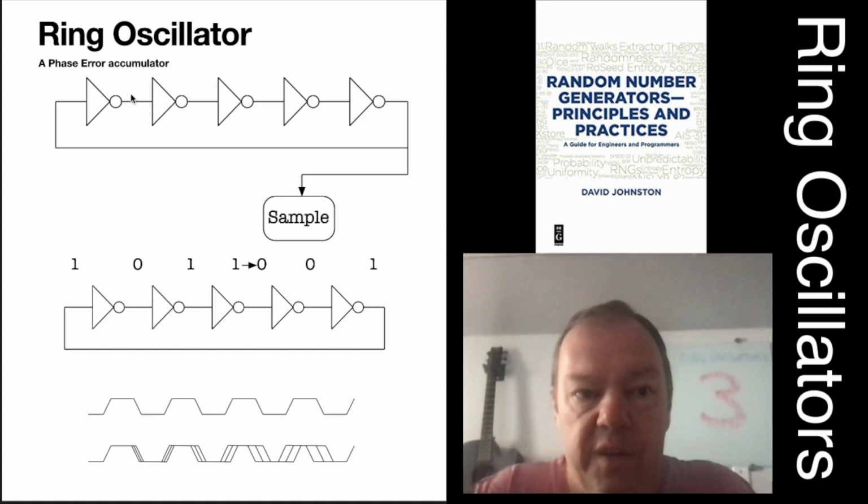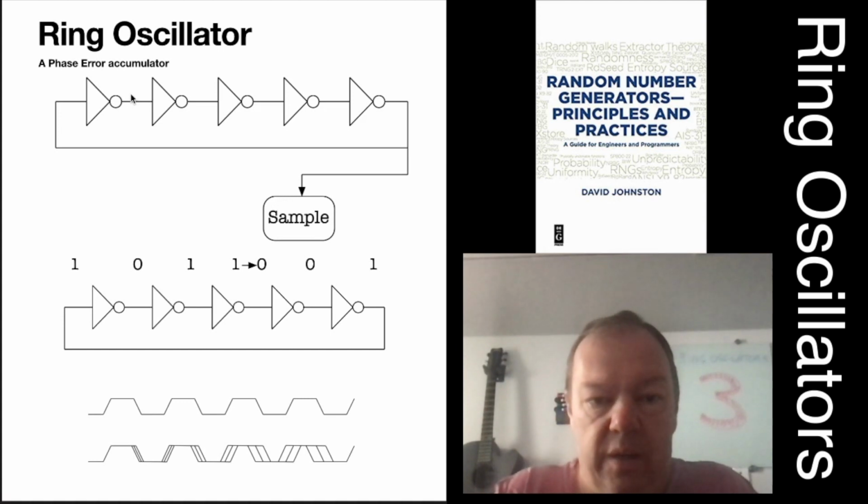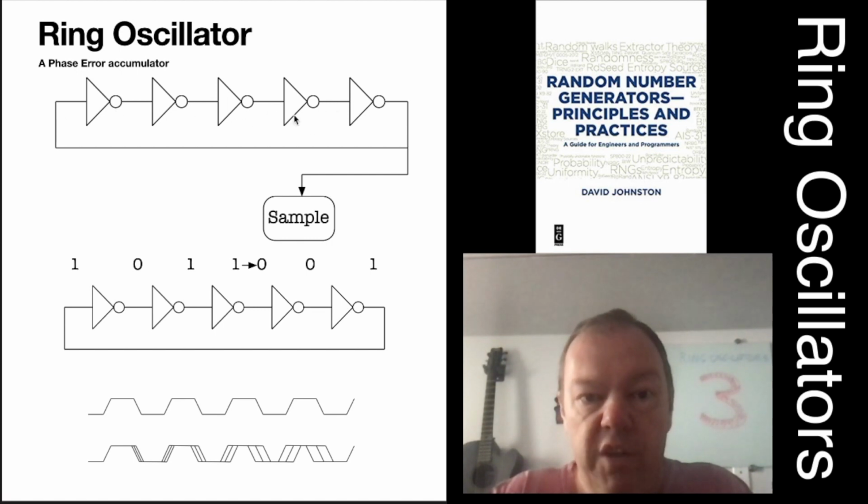So starting out with ring oscillators. What is a ring oscillator? A ring oscillator is typically a series of inverters. There has to be an odd number of them, 1, 2, 3, 4, 5, that's an odd number. And then you sample the output. This is oscillating, and every now and then you sample some point in the chain and you'll get a 1 or a 0. And the hope is that that value is random.